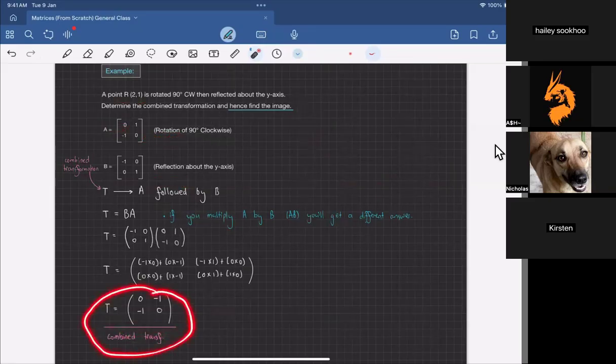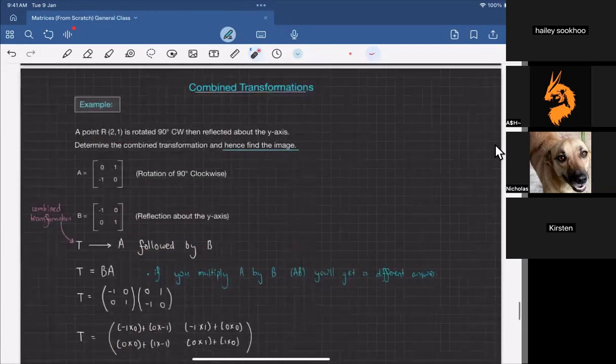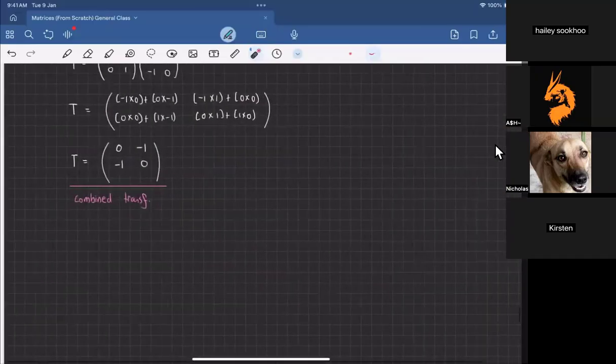This combined transformation is A followed by B. We defined that at the start. That is what it should do. So let's see if it holds. Right? So proof. It's proof time.